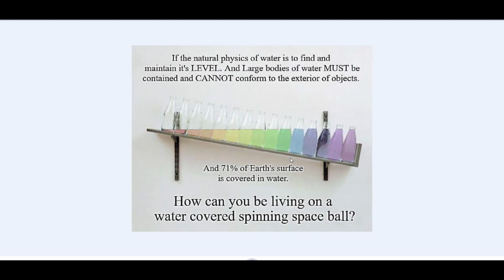If the natural physics of water is to find and maintain its level, sea level, and large bodies of water must be contained and cannot conform to the exterior of objects, and 71% of Earth's surface is covered in water, at least in the Antarctic Treaty, how can you be living on a water-covered spinning space ball?